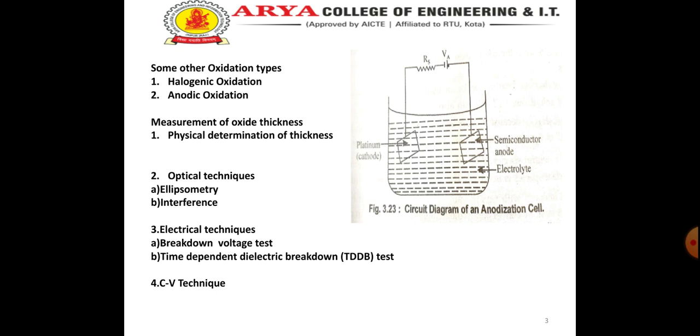Now we are having anodic oxidation. Anodic oxidation or anodization is carried out by placing the semiconductor in an electrolytic cell as shown in the slide, where it is connected to the positive terminal of power supply so that it serves as the anode. A noble metal such as platinum is connected to the negative terminal of the supply and serves as a cathode. The source impedance of the supply can be kept low so that anodization occurs at constant voltage.